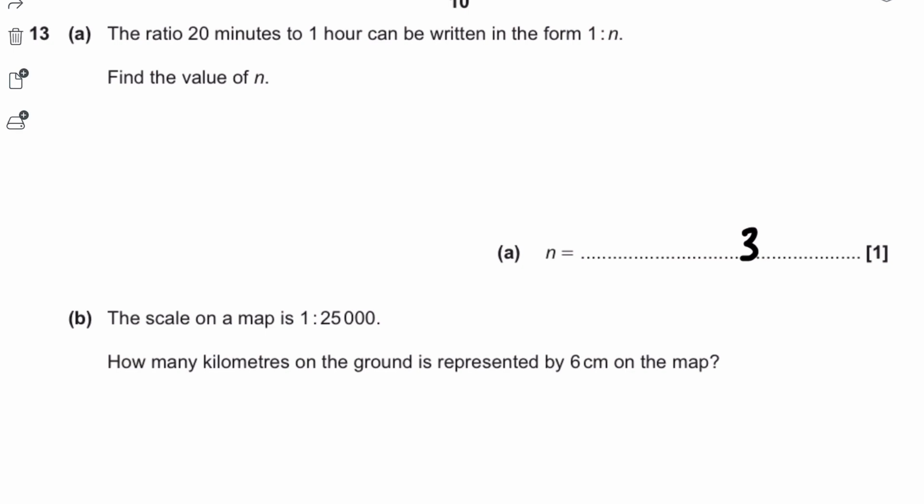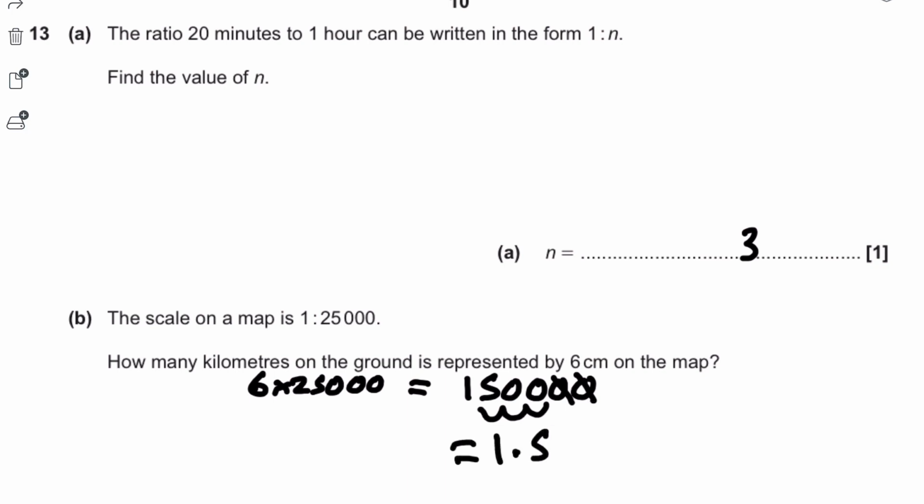The scale on the map is 1 to 25,000. How many kilometers on the ground is represented by 6 centimeters on the map? So 6 times 25,000 is 150,000. If you want to convert that to meters, take off 2 zeros. If you want to convert that to kilometers, you go back 3. So that would be 1.5 kilometers.